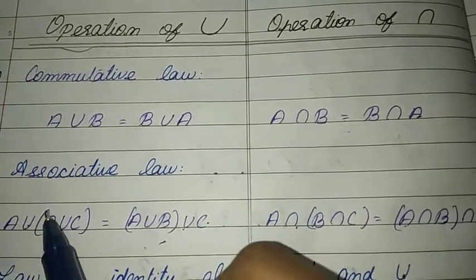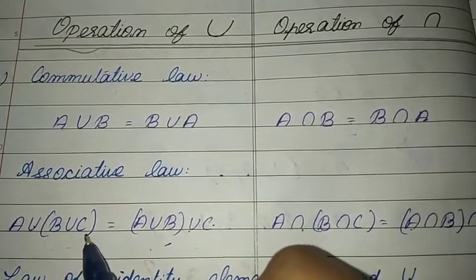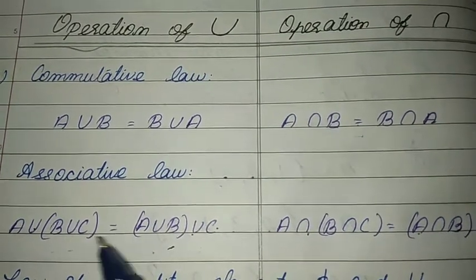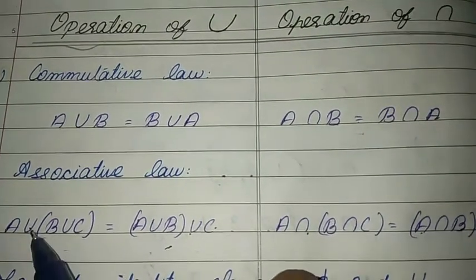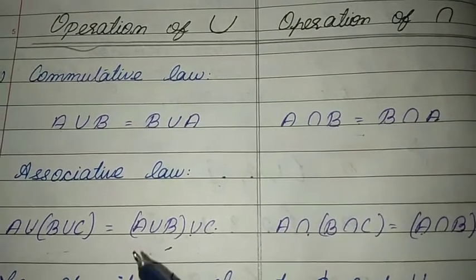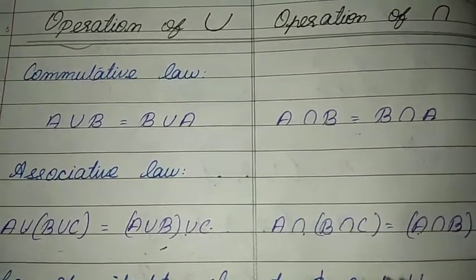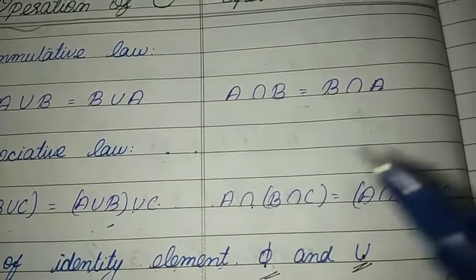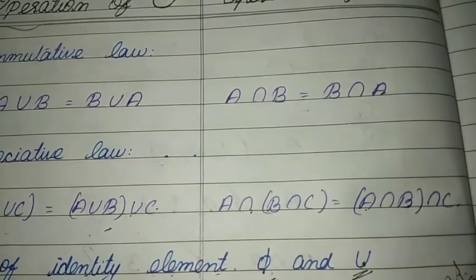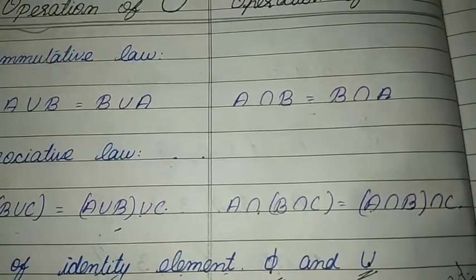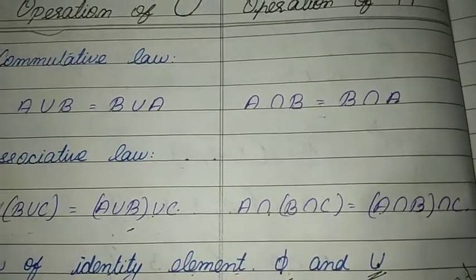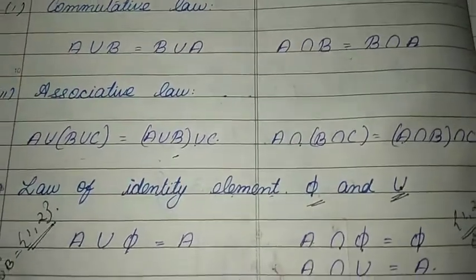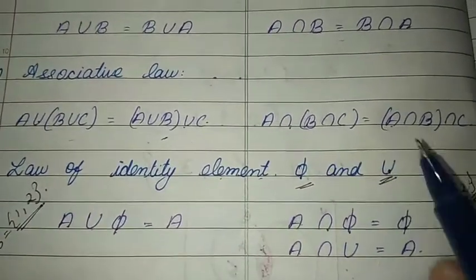Now even associative law is very familiar. Associative means it is just like grouping, so the elements near the equal sign will be grouped. So (A union B) union C is equal to A union (B union C). Next for intersection, (A intersection B) intersection C is equal to A intersection (B intersection C). These are the two properties, and we'll move on to the next property, that is the law of identity element.